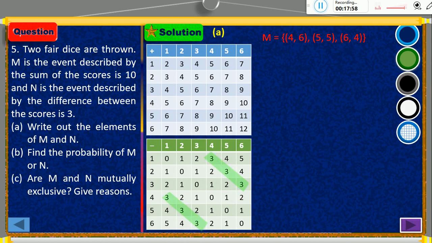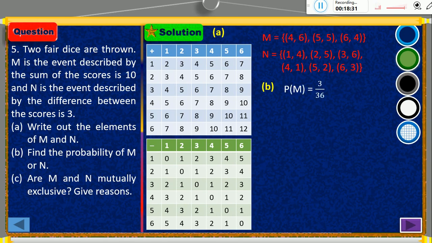Now for the second event, the difference is 3. It's shown on the second table now. Following the same method, we can list the elements that will give us a difference of 3 as 1, 4, 2, 5, 3, 6, 4, 1, 5, 2, and 6, 3.